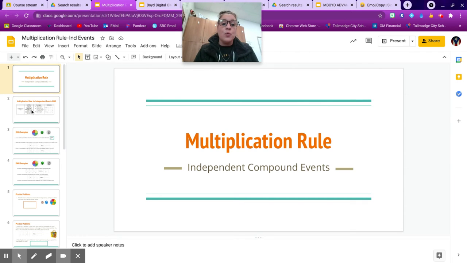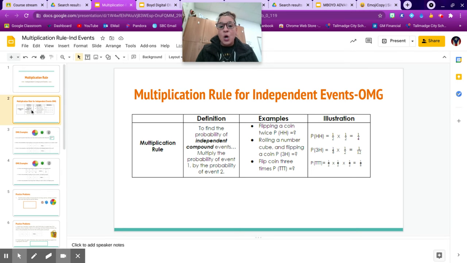The multiplication rule is going to be your best friend because all you have to do to find the probability of independent compound events is find the probability of event number one all by itself, find the probability of event number two all by itself, and multiply them together. On slide 2, it says to find the probability of independent compound events, multiply the probability of event 1 by the probability of event 2, and then you'll have the probability of the combined event happening together.